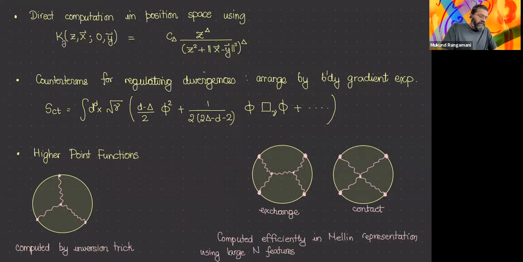And if you have this, you could just now take this and take the limit z goes to 0, and you'll see that this really gives you x minus y to the power 2 delta, which is exactly the limit. If you sort of don't propagate, you'll get the conformal correlator correctly.